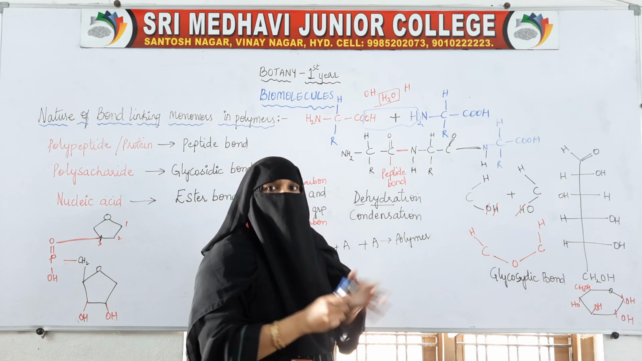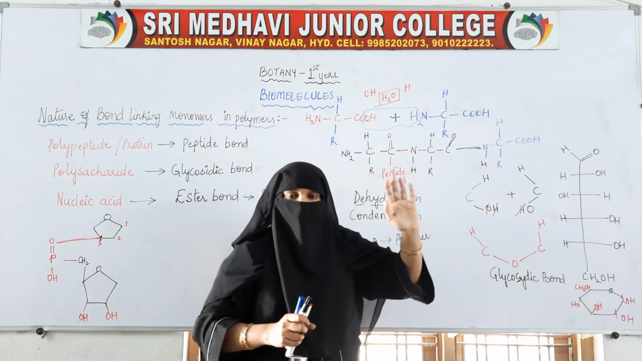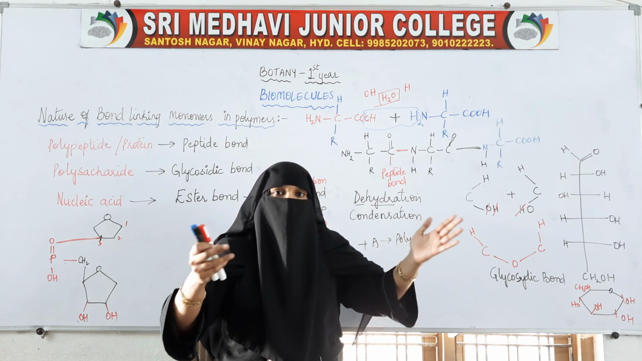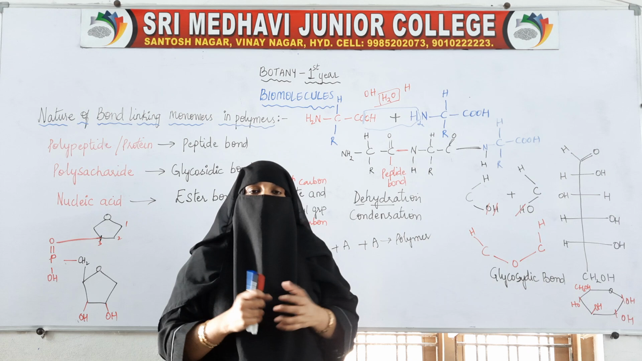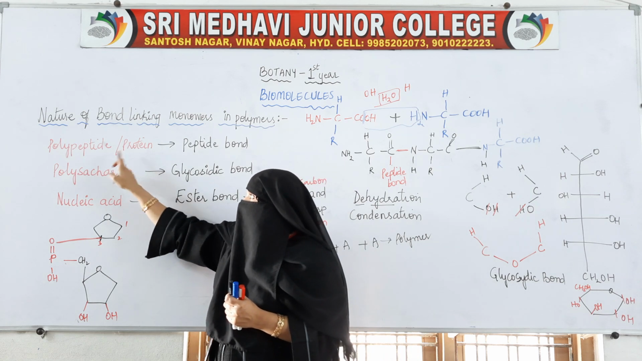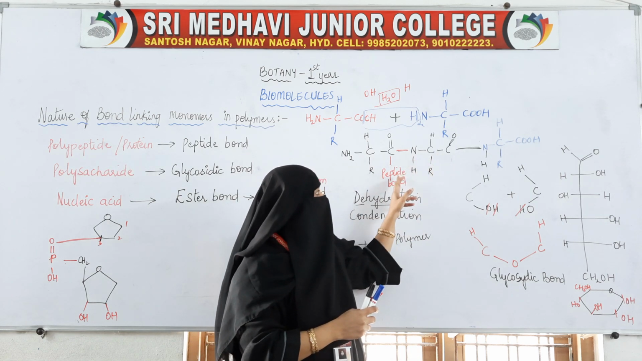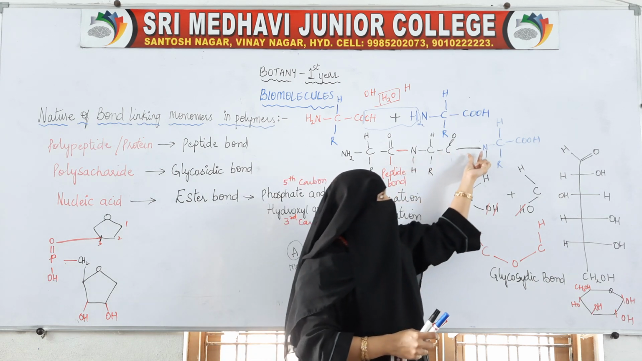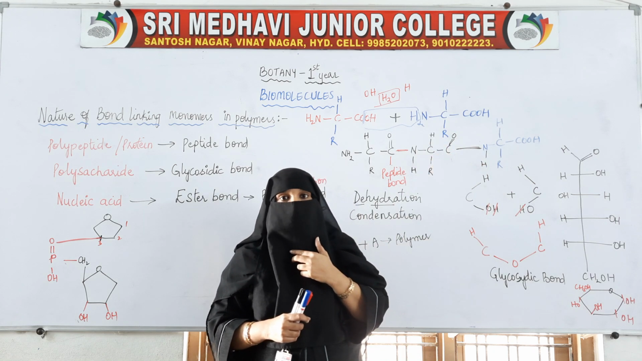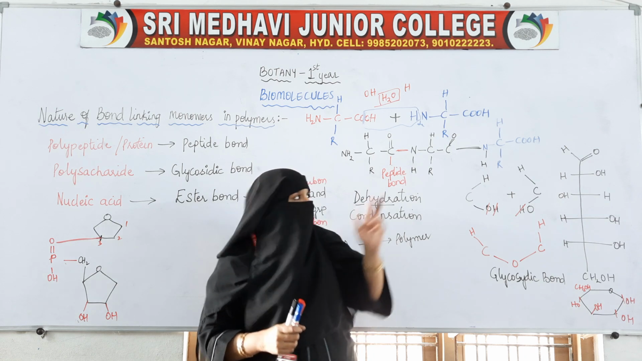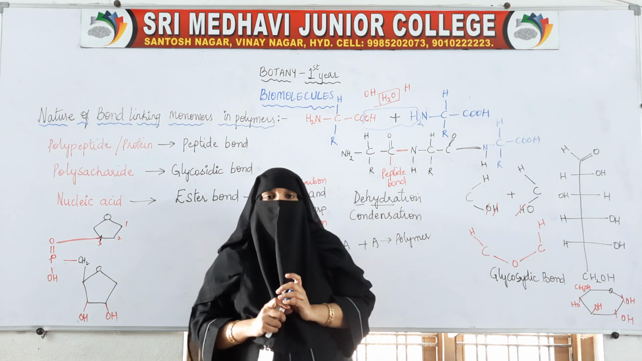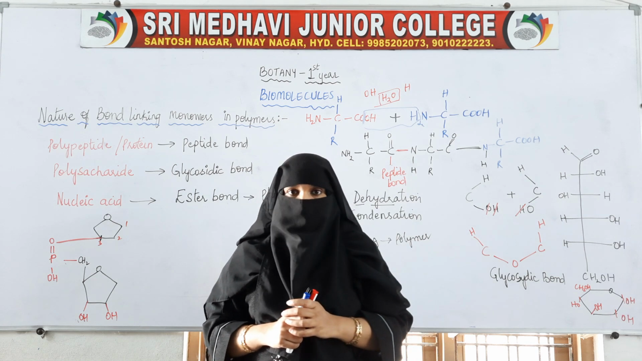Like this, many amino acids join together by many peptide bonds and form a bigger polymer, which is called a protein. That is why proteins are called polypeptides. This is one peptide, this is another peptide, this is another peptide. Many peptide bonds are there, so it is called a polypeptide. That is why proteins are also called polypeptides.